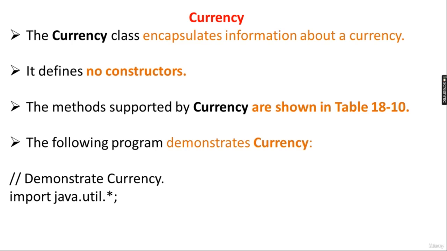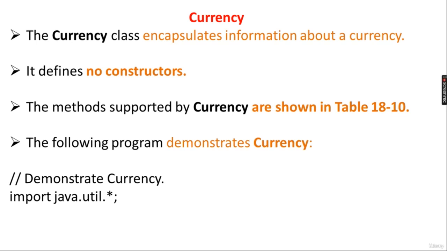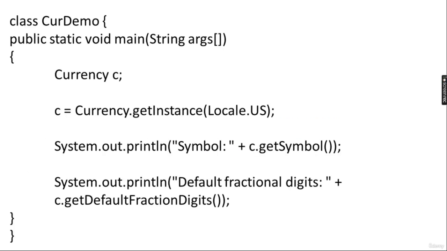Next is the Currency class. The Currency class encapsulates information about a currency. It defines no constructors. The methods supported by Currency are shown in the table. The following program will demonstrate the Currency class. It encapsulates the information about a currency. So currency can be anything. It can be GBP, it can be Euro, it can be dollar, it can be INR, etc.